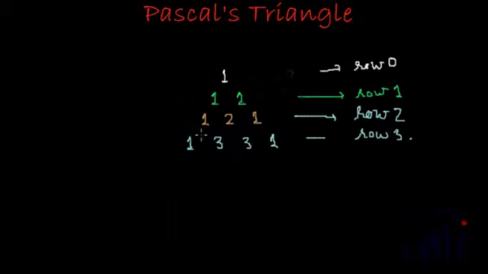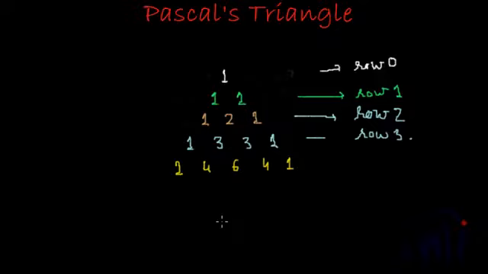Yes, every row actually starts with 1. So if I talk about the fourth row, the first element of the fourth row will also be 1, and 3 plus 1 will be 4. 3 plus 3, 6, 3 plus 1 will be 4, and the last number will again be 1. So you can continue constructing this triangle, and yes, it is an infinite triangle, right?